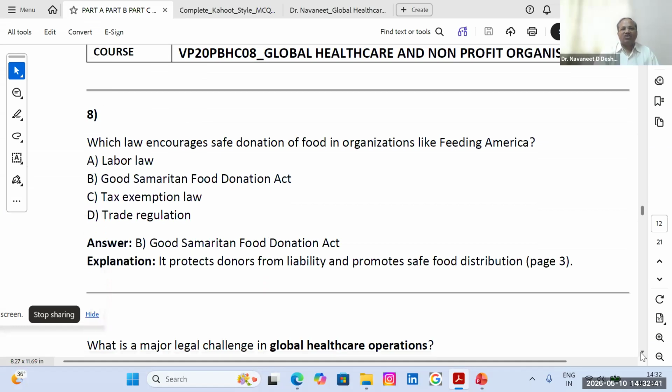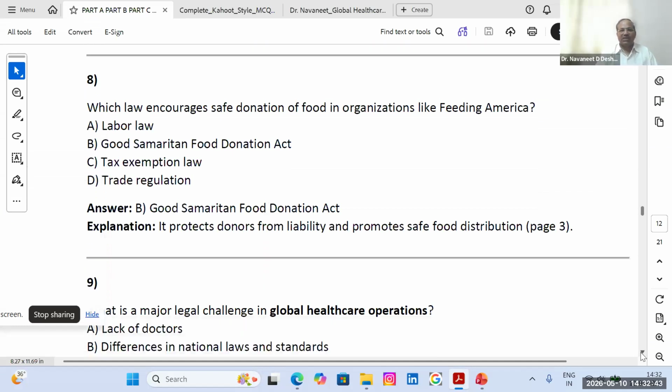Let's now move on to the eighth question. Which law encourages safe donation of food in organizations like Feeding America? A. Labor law. B. Good Samaritan Food Donation Act. C. Tax exemption law. D. Trade regulation. The correct answer is B. Good Samaritan Food Donation Act. It protects donors from liability and promotes safe food distribution.